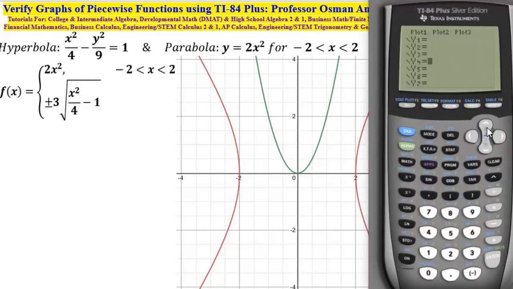Then to enter, the first function is 2x squared, so open parenthesis, 2x squared, and this is valid for, open parenthesis, minus 2 less than x. Second, Math, less than x, and second, Math, go to Logic, use and, x is less than 2.